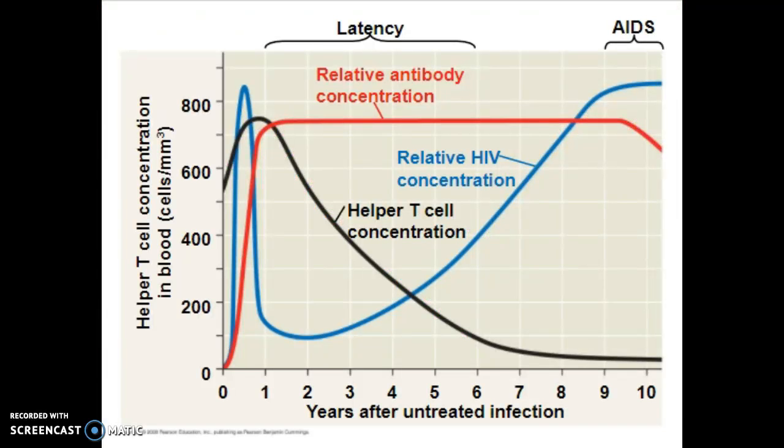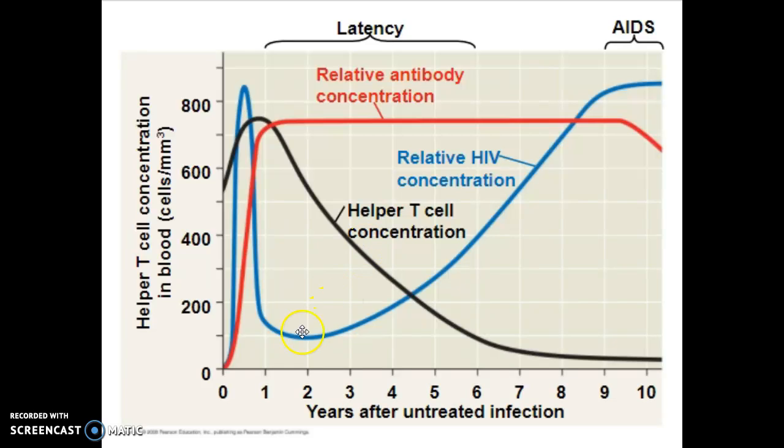Here's a graph that shows latency. So let's break these down. We'll look at the blue line first, relative HIV concentration. We start at 0. There's exposure. Quickly, we're going to have our primary response where we're going to build antibodies. Helper T's are going to diminish quickly, inversely related to the HIV concentration, because remember, HIV is breaking down helper T cells. Helper T cells get pretty low even when we're latent.